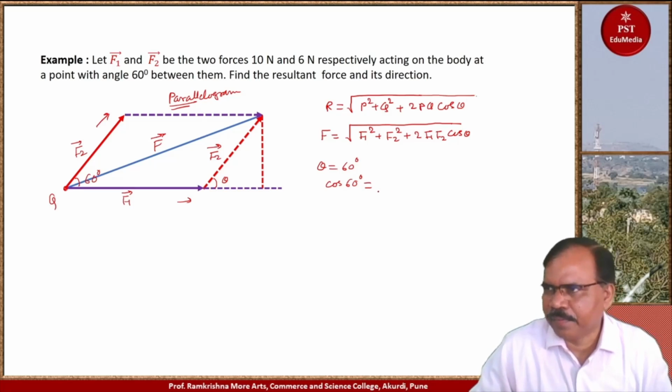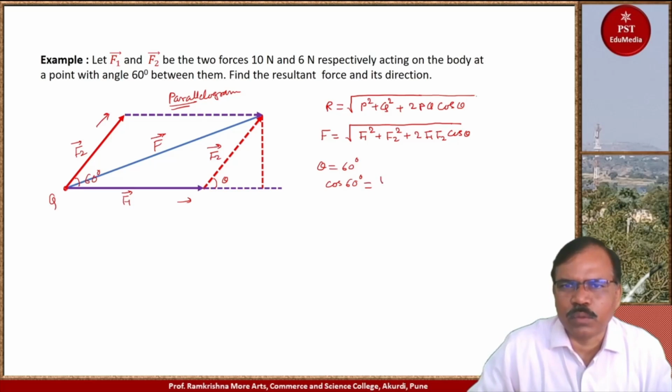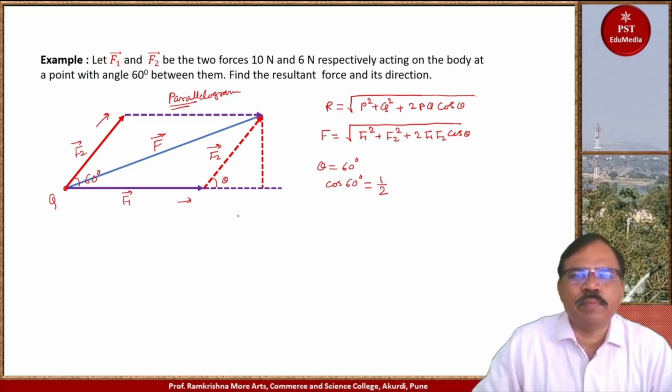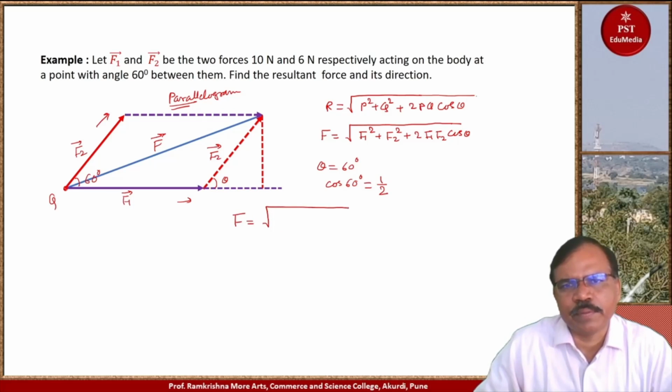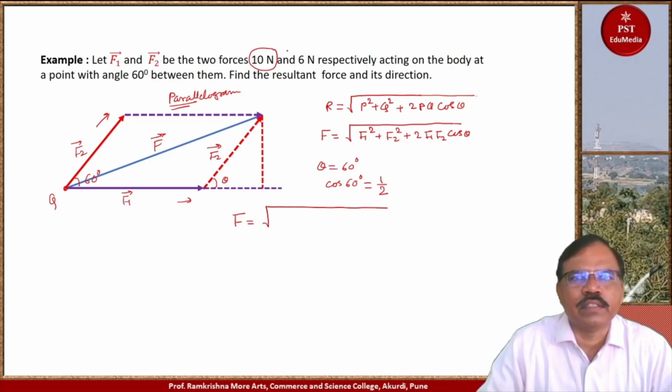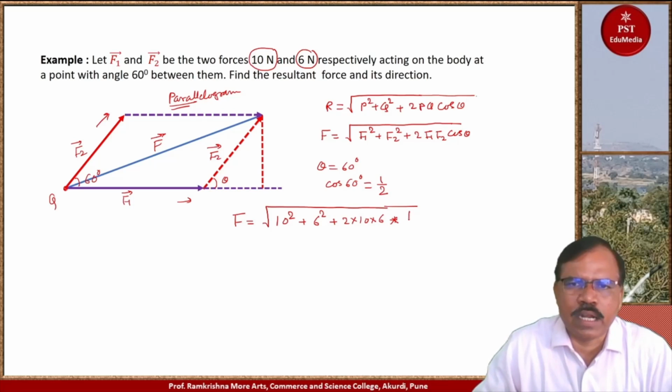Cos 60 degree is 1/2, sir. Yes, it is 1/2. So we'll find the resultant force. F is equal to square root of... Now here F1 is 10 Newton and F2 is 6 Newton. So we get 10 square plus 6 square plus 2 times 10 into 6 into cos 60 degree, that is 1/2. So these two will get cancelled.